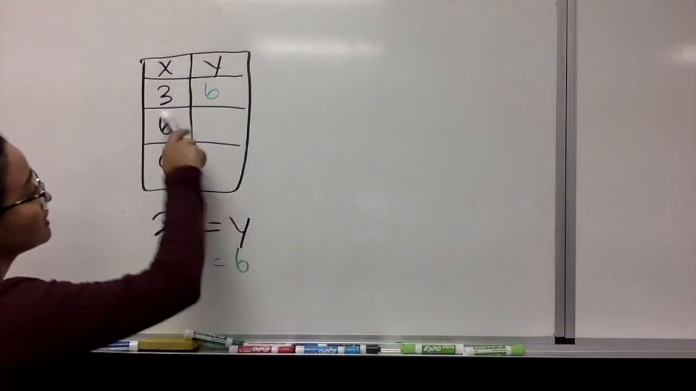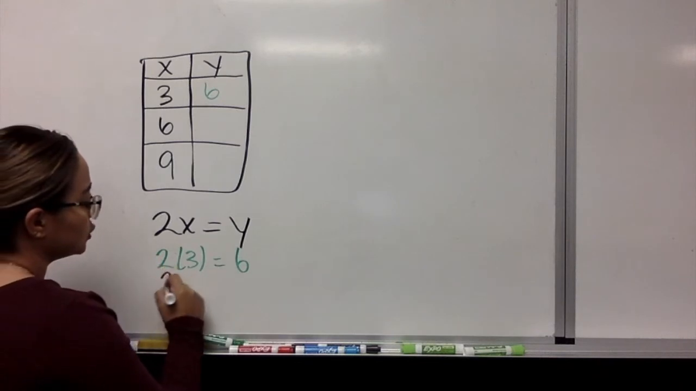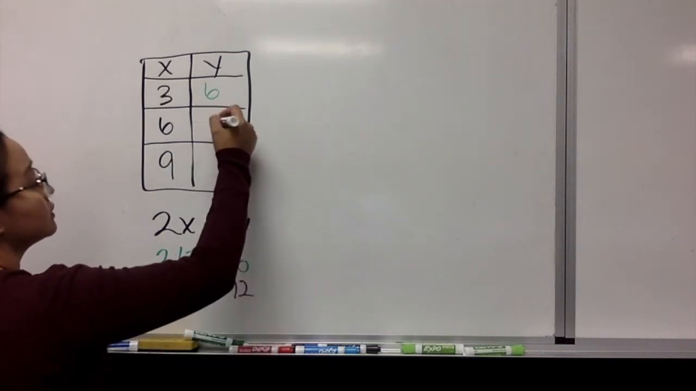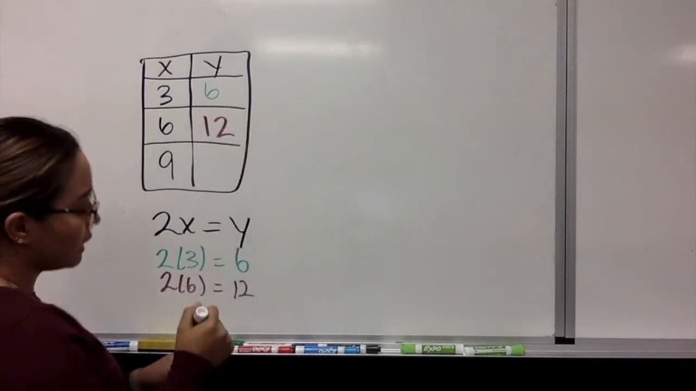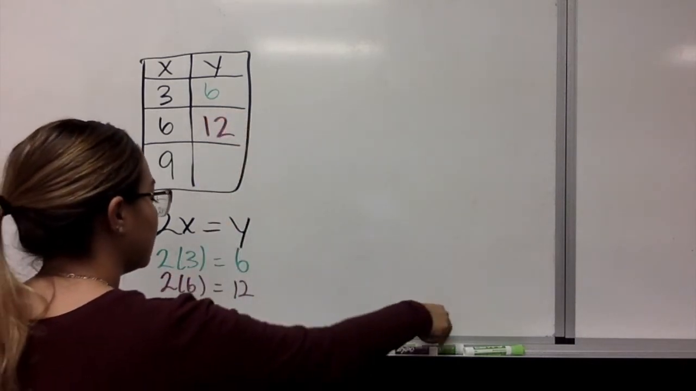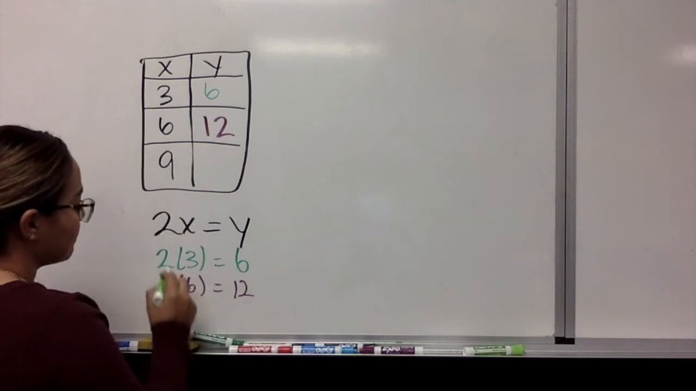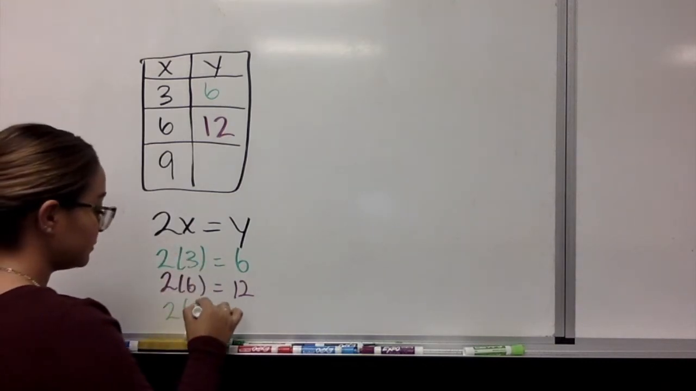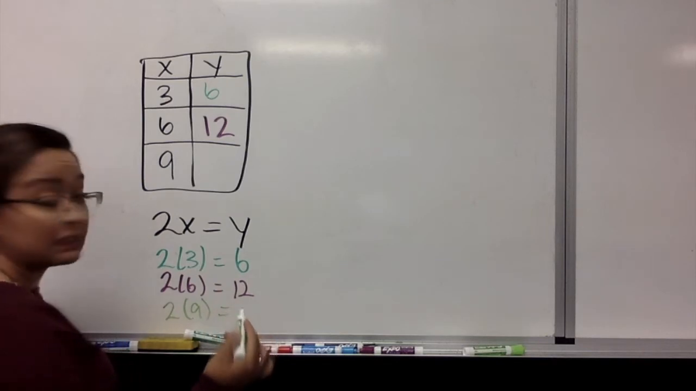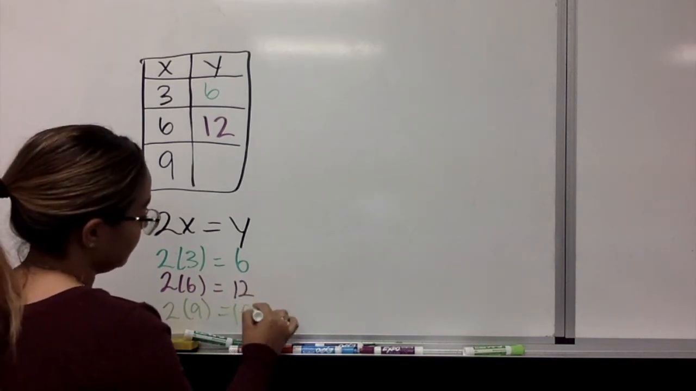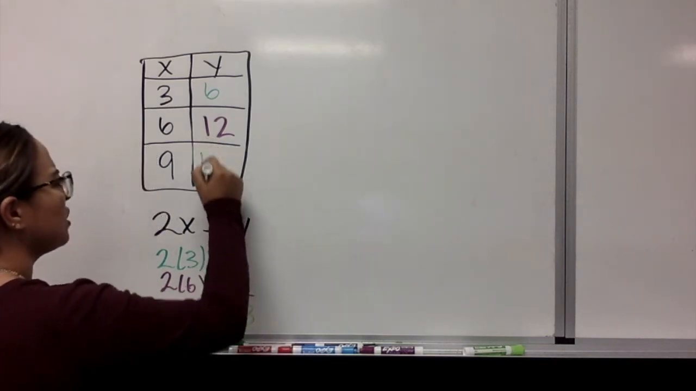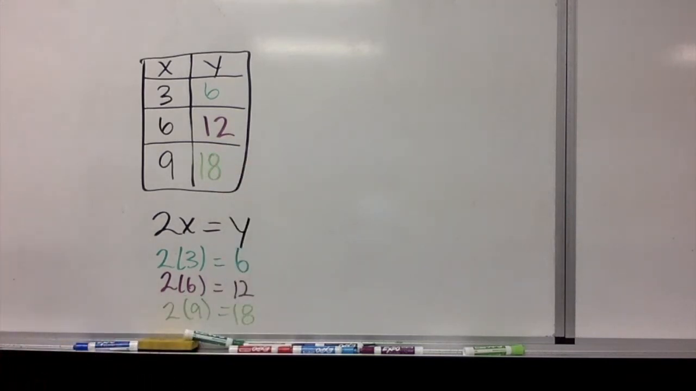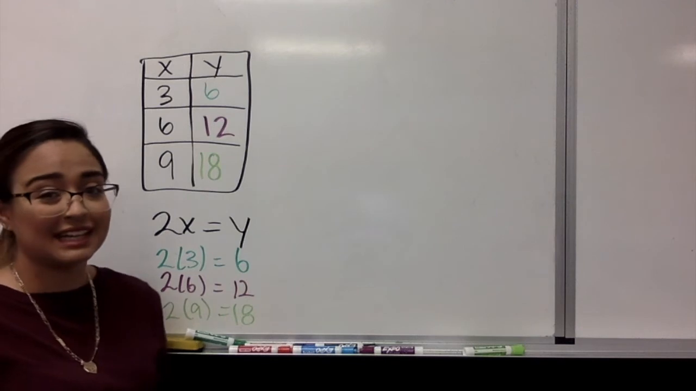We're going to take our second x, plug it in, 2 times 6 equals 12. 12 is our second y. And then we have 9. So 2 times 9 is equal to 18. Our third y is 18. You see how I did that?